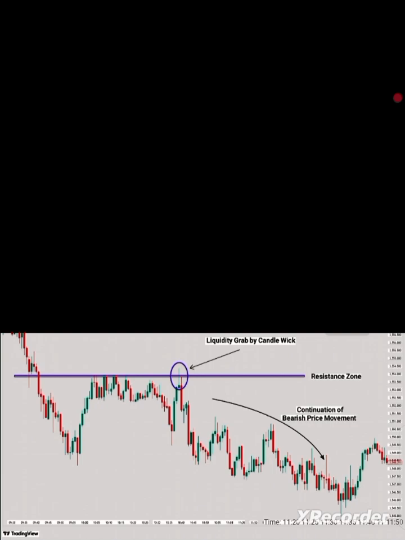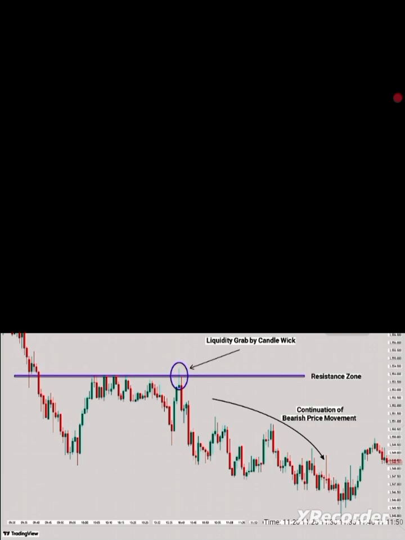Now, a support region broken has automatically become a resistance region. So we are going to wait for the price to retest back to that broken support region, which has automatically turned into a resistance level, if we are support and resistance traders.